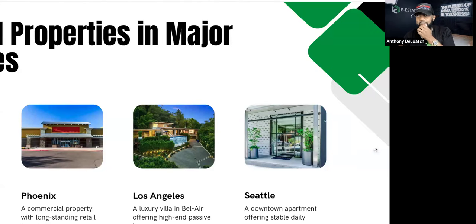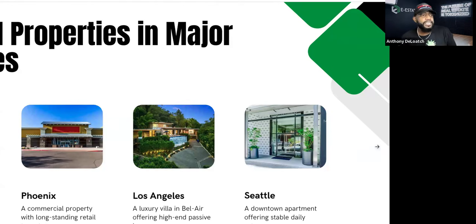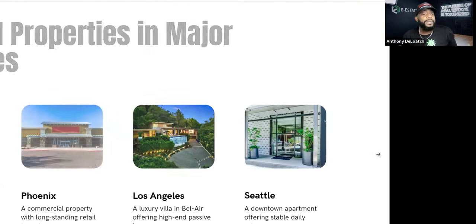Here's another thing. We have a downtown apartment in Seattle, Washington. This downtown apartment is absolutely amazing, but you can't get a share of this one. Why? This is one of those properties I was telling you about that was totally sold out, right? So you can't even get a share of this one now. But let me open up this one that you can get a share of, right?